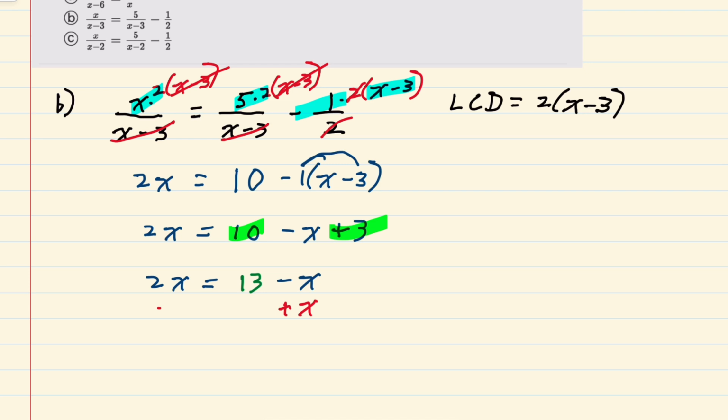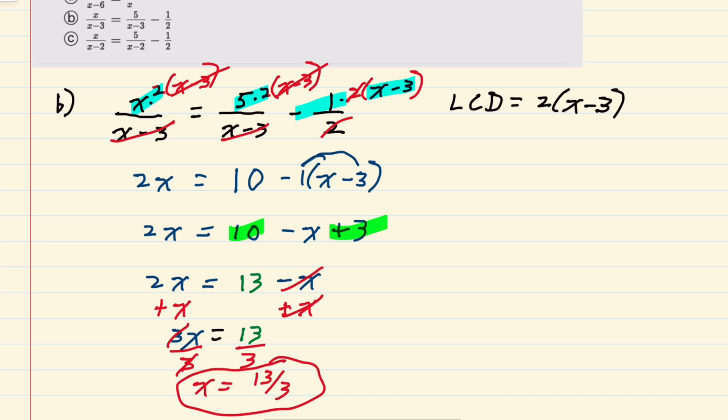Canceling on the right leaves me just the 13, and on the left, 2x plus 1x, a 3x. I can solve for x by dividing both sides by 3, and x equals 13 thirds.